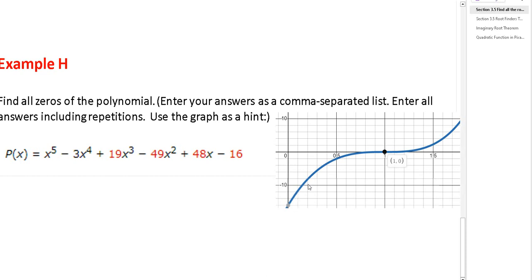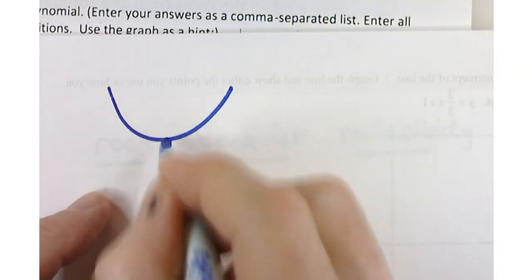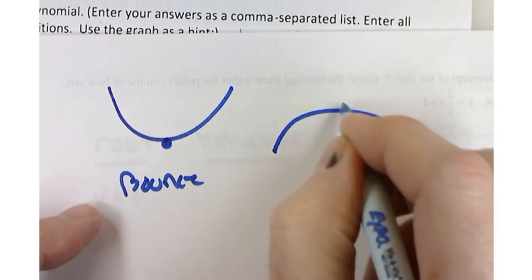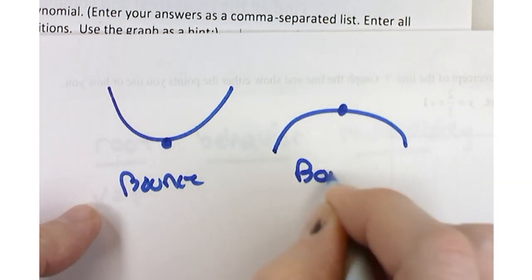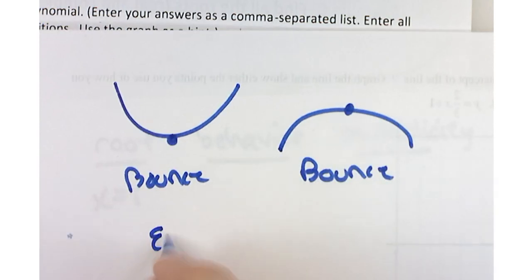If it's a bounce, then it would stay on the same side of the x-axis, right? So either they'd both be below the x-axis or both be above the x-axis. So a bounce is going to look like this. Like that. That's a bounce. Or that's a bounce. Now, bounce you typically associate with an even degree. So it's not a bounce.